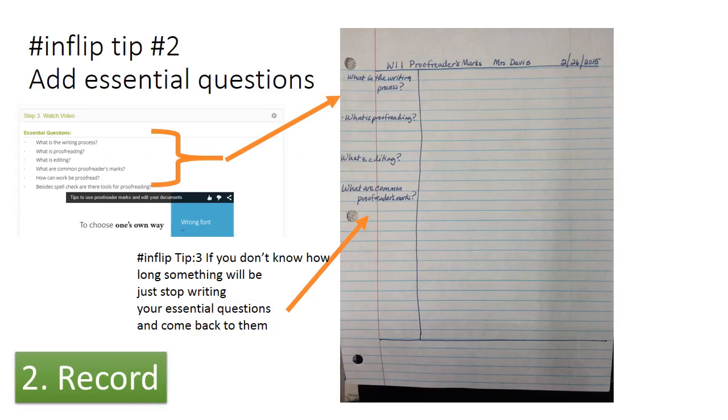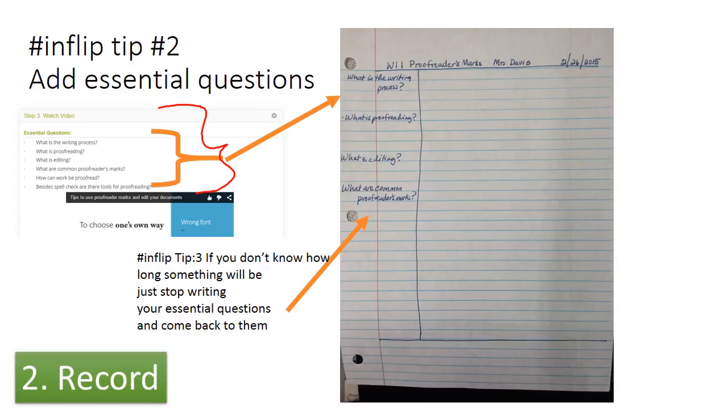Now, good lessons typically will have essential questions at the beginning like I did for this, and what I'll do is I'll go through and I'll write these essential questions over here, and you can see this is the next thing my students are going to do, this particular lesson on proofreaders marks, and you can kind of go ahead and write some of them on the side.